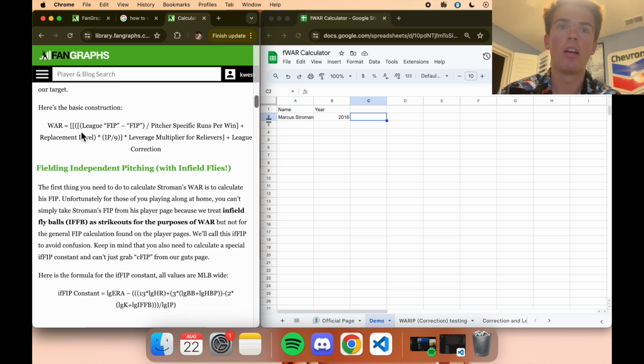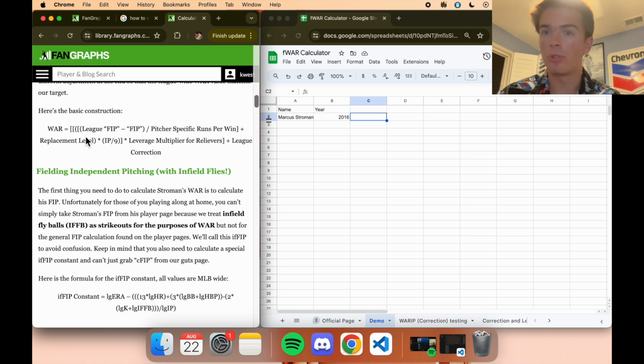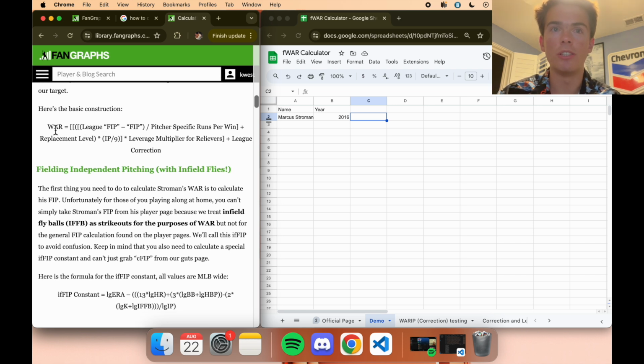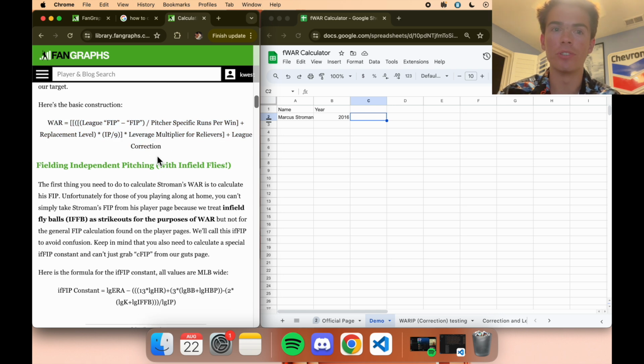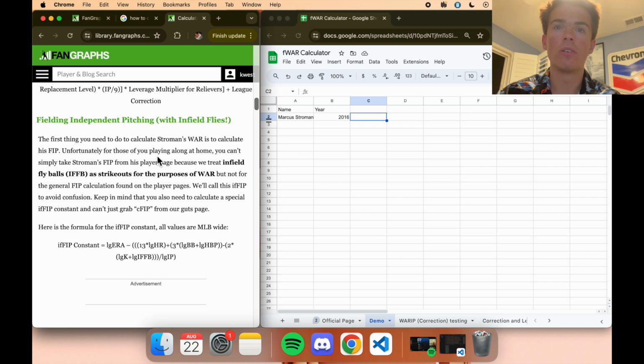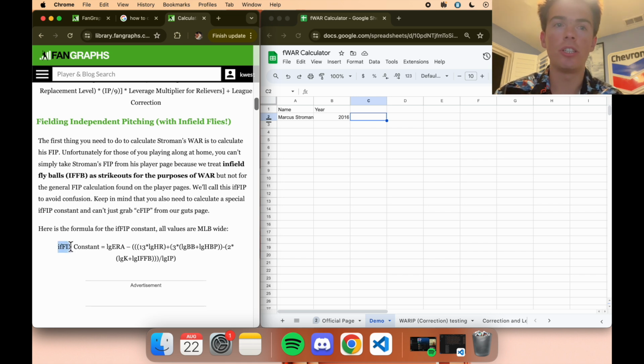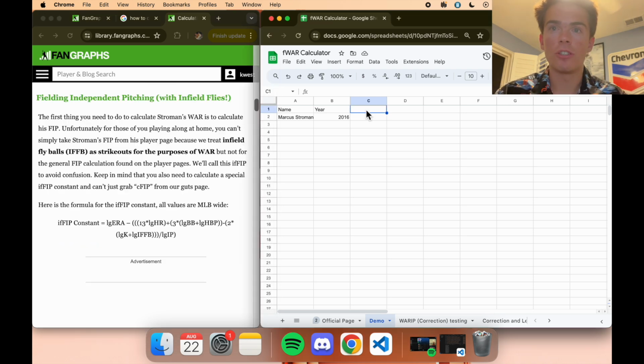So here's the basic construction of it. Unfortunately, it's not going to be this simple. We're going to be making several variables. So here we can see that the first construction that we're going to be making is the infield FIP constant. So now I'm just going to run through strictly calculations.